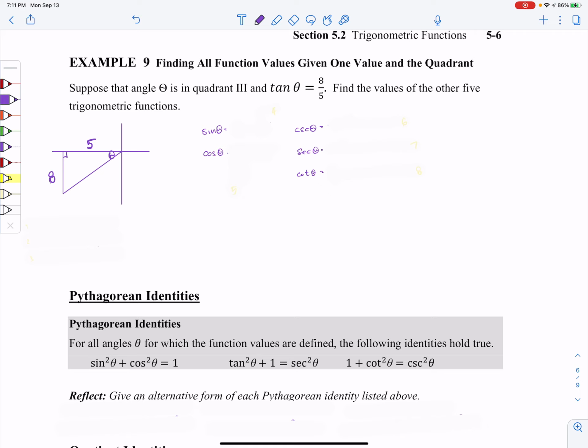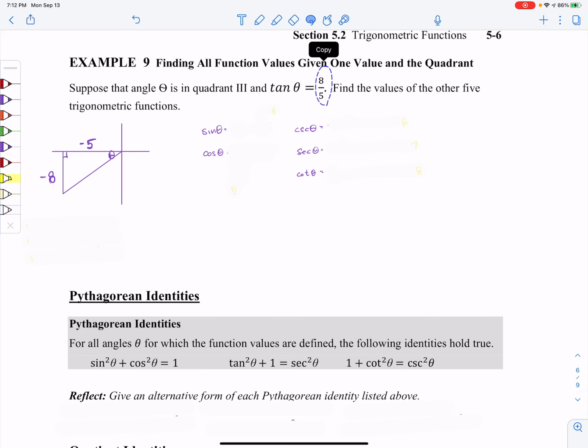Oh, but wait a second. Something's wrong here. You can't pick a coordinate like that in the third quadrant. Notice this 8 is going down, so if it's going down, it has to be negative. And if this 5 is going to the left, we know just by pre-algebra concepts that that x value has to be negative. But that's okay, because negative 8 over negative 5 is still the same thing as 8/5. So that doesn't cause any problems.